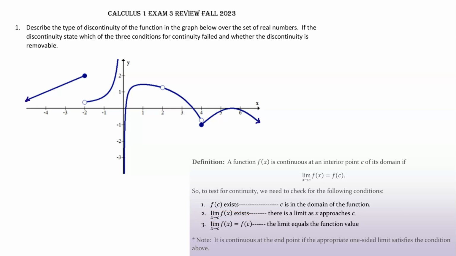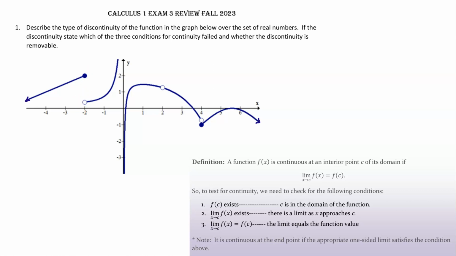It doesn't have a limit as x approaches -2 because the left-hand and the right-hand limits are not the same. So if this condition fails, then we cannot remove it. It's not a removable discontinuity, right? And this is a jump discontinuity.